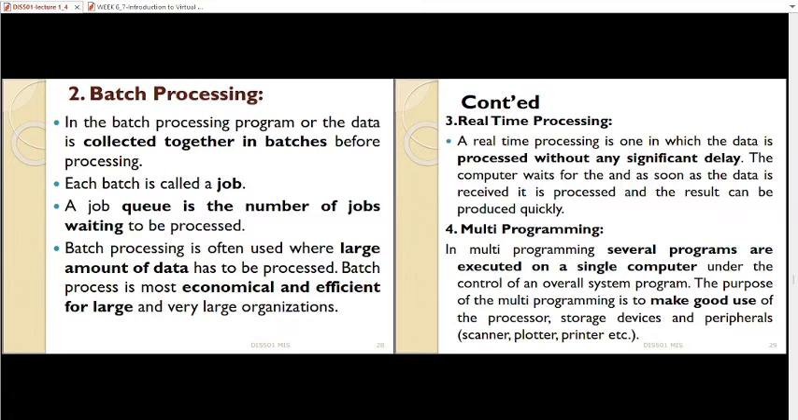In batch processing, we accumulate data over a period of time, then we process it all at once. We can have batches of different data that are processed all at once, and these batches are what we refer to as a job.